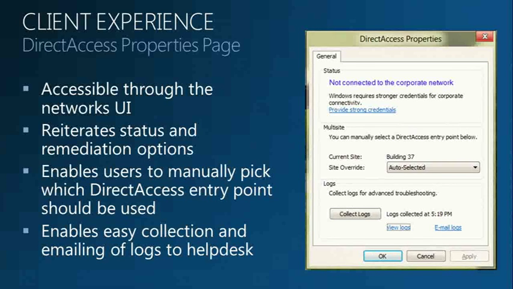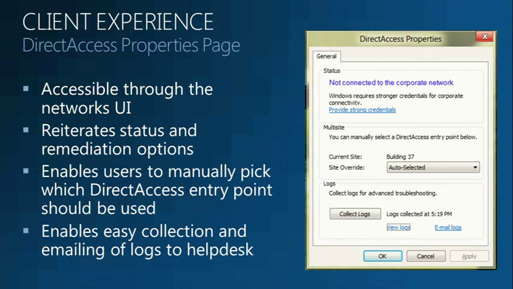This is an example of the expanded DirectAccess properties tool. Within the network charm, you have the ability to look at the properties of a DirectAccess connection. It's accessible through the network's UI, or that network's charm. It's going to reiterate the status of remediation that you saw within the charms bar. We copy that over.